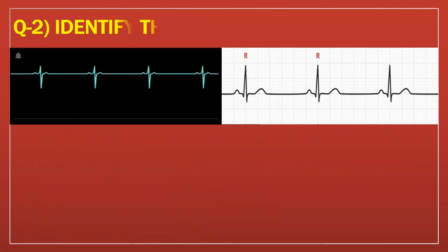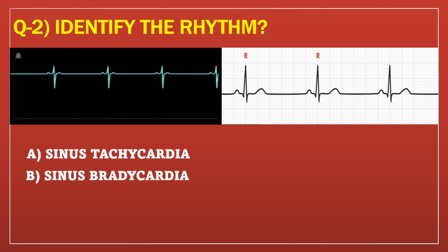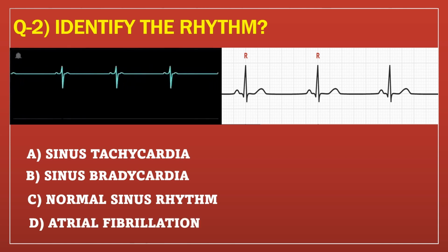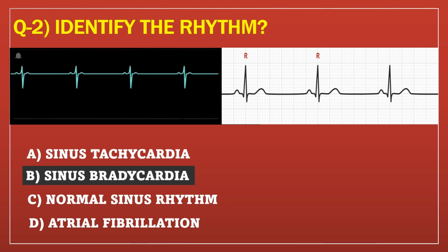Number 2. Identify the rhythm. Option A. Sinus tachycardia. Option B. Sinus bradycardia. Option C. Normal sinus rhythm. And option D. Atrial fibrillation. And the correct answer is sinus bradycardia.